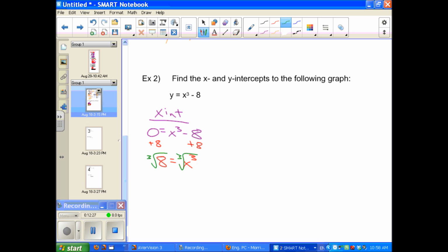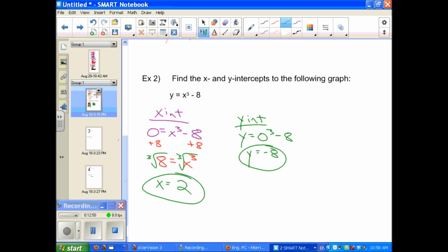What number times itself 3 times is going to get me 8? 2. And -2? No. It's got to be one or the other when it's odd. Y-intercepts. How do you find the y-intercepts of anything? Set x to 0. Y equals 0 cubed minus 8. Love those. So easy. Okay, so you can find intercepts. If you want the x-intercepts, let y equal 0 and solve. If you want the y-intercepts, set x equal to 0 and solve.